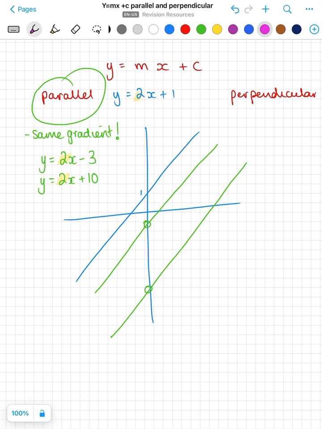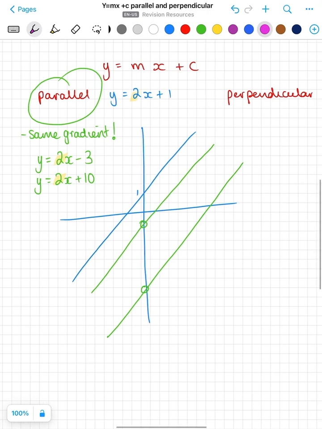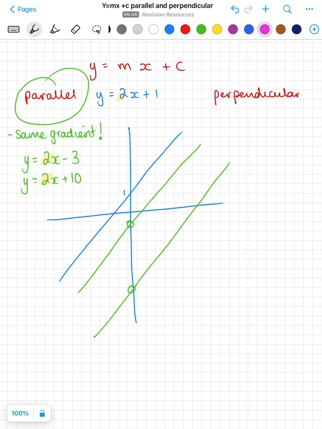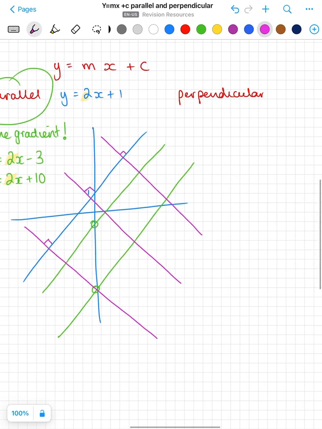If we were asked to give an equation for a possible perpendicular line, now perpendicular means to cross at 90 degrees, at right angles to. What we can see clearly from the pink line is that they do not have the same y-intercept and they do not have the same gradient. However, there is an equation that links the gradients.